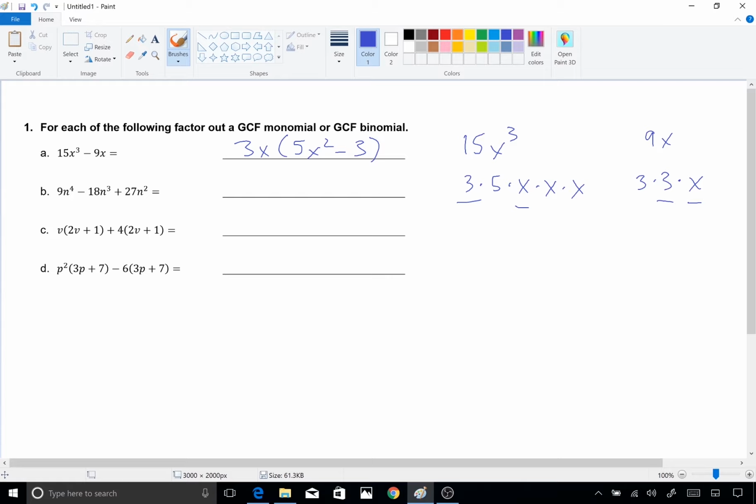For b, every term of this has an n squared attached, and they're all divisible by 3. It looks like they're all divisible by 9 as well. We can factor out 9n squared.